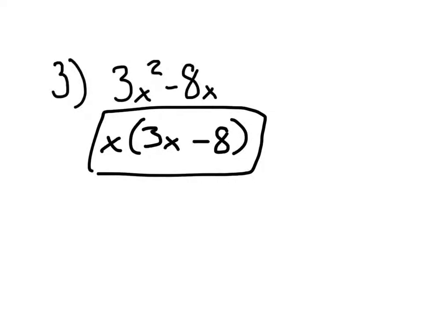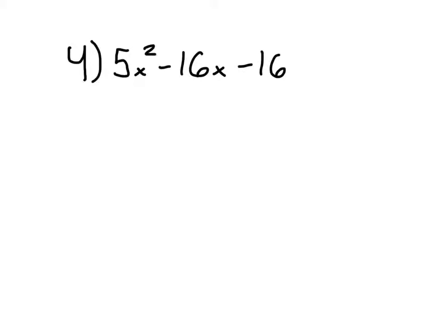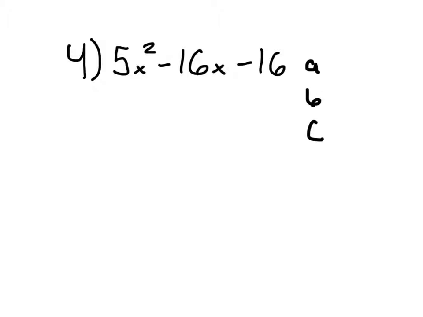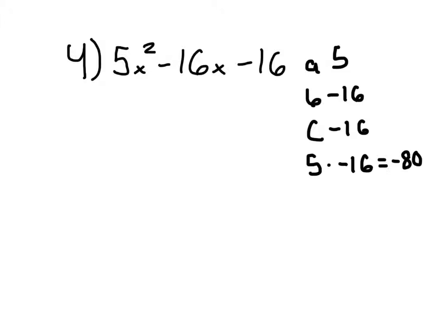And you're all done. And now we'll move on to a bit more of a difficult one. This can catch some people, but I'm sure we can all get this together. The reason why is just because it introduces a new concept. Since we can't factor out anything in the beginning, we just have to go with what we have. So the values of A, B, and C are 5, negative 16, and negative 16 again. So go ahead and multiply A times C. So 5 times negative 16 is equal to negative 80.